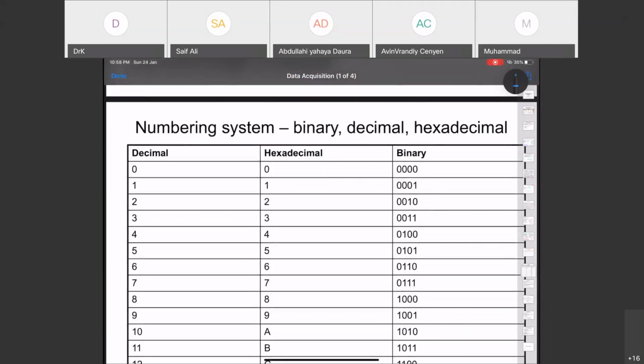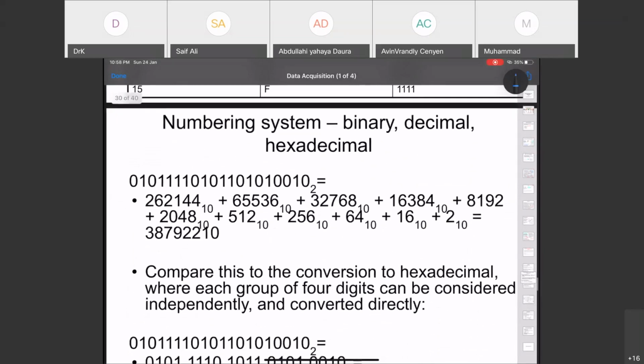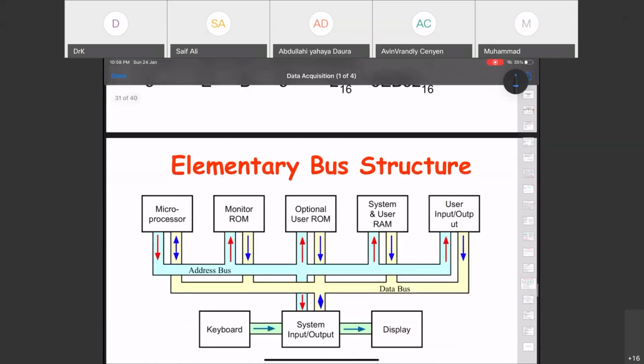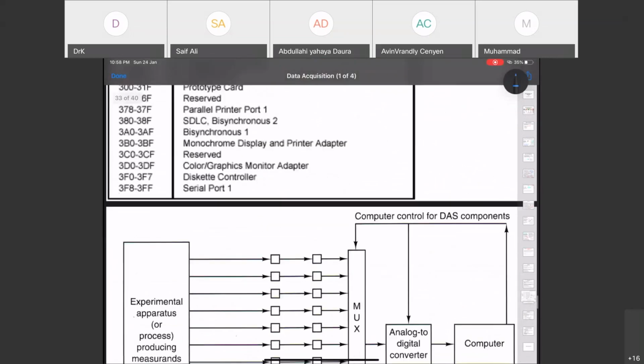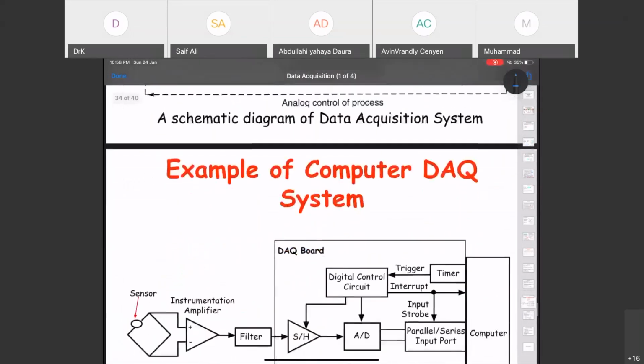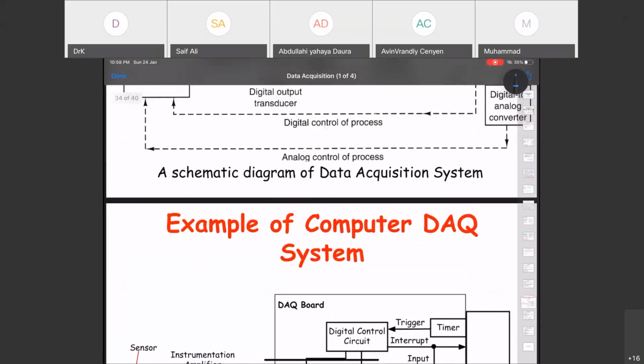Yeah, this is the binary system, the numbering system. Okay, I will not go through this in detail. This thing will not be asked. It's okay. So I think I'm going to stop basically there.